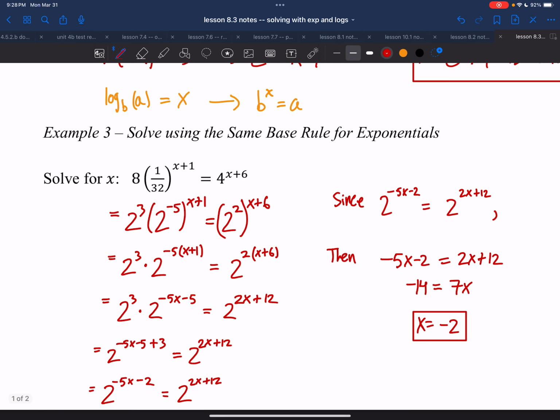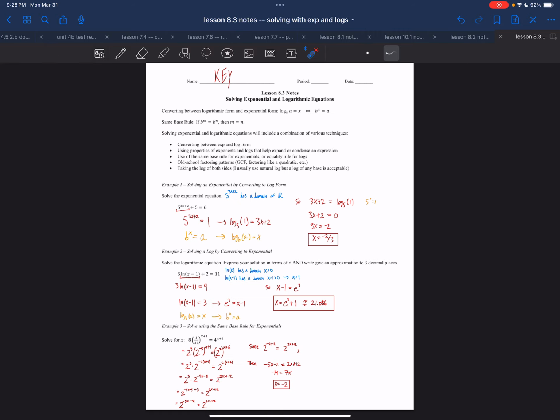Yay! And again, since this is an exponential, the domain's all real numbers. So we're relaxing, right? We're chilling. This is not anything to really check for extraneous. This is going to be fine. Our algebraic process is solid. Okay, that's the same base rule.